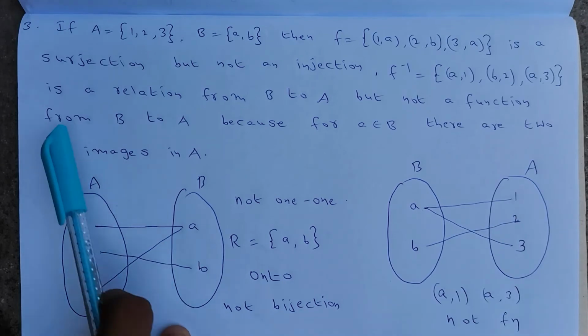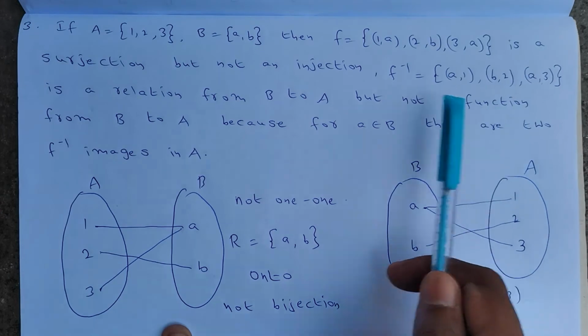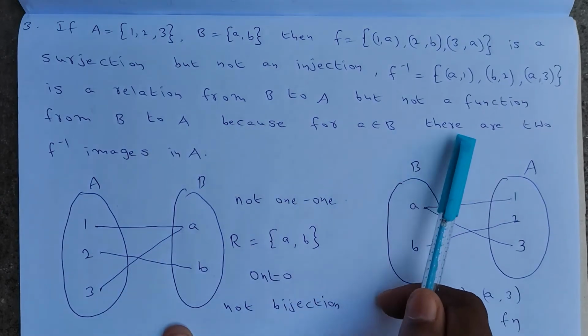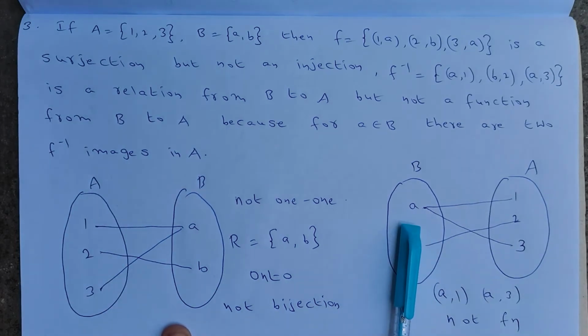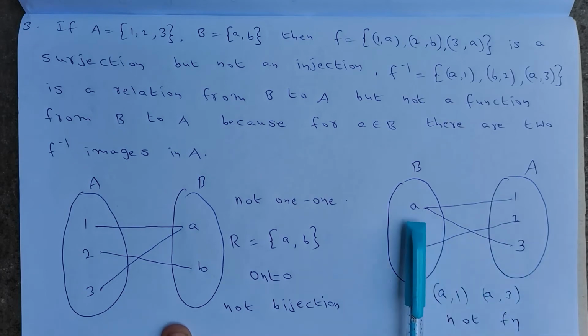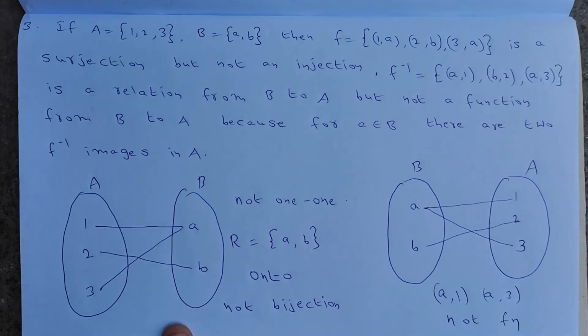The same he gave. It is a relation from B to A but not a function from B to A, because A belongs to B. For element A, two images are there. One is 1 and one is 3. So no element should have two images. So that's why this is not a function. It is simply a relation.